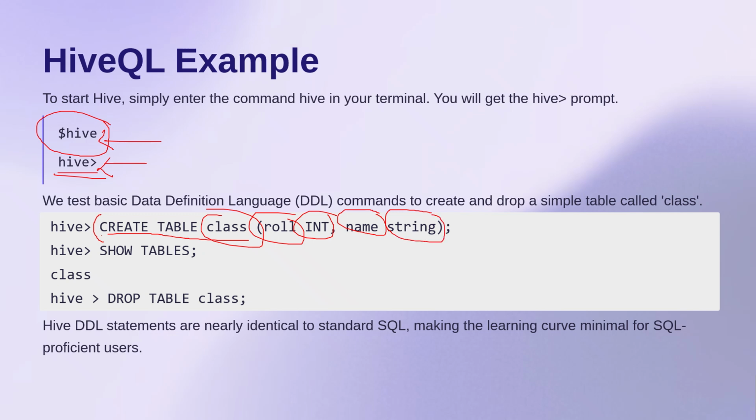Then, if you want to see how many tables are available and if this query has worked fine, you will see an OK appear. And then if you want to see how many tables are available in your database, you will run the show tables command, and you will see this table has been created successfully. If you want to drop this table, you'll write drop table class and the table will get deleted.